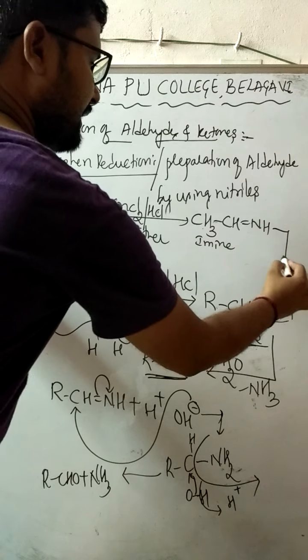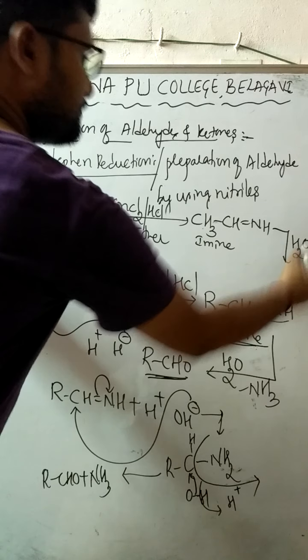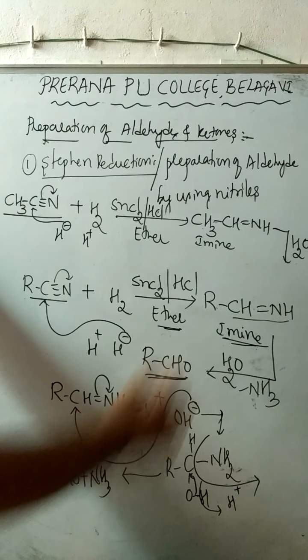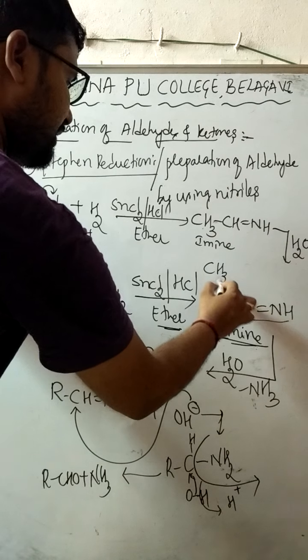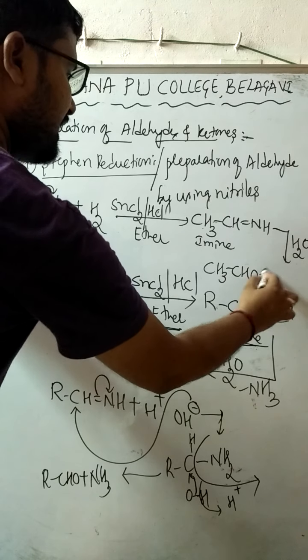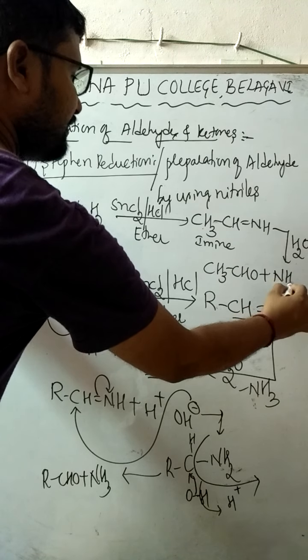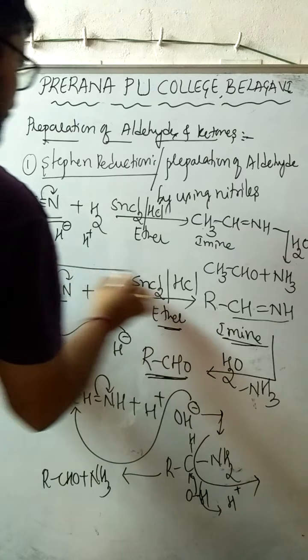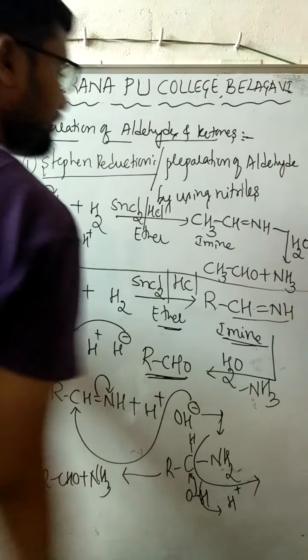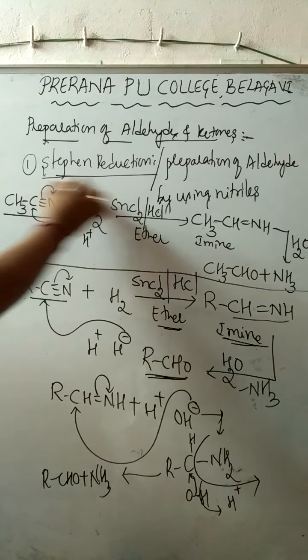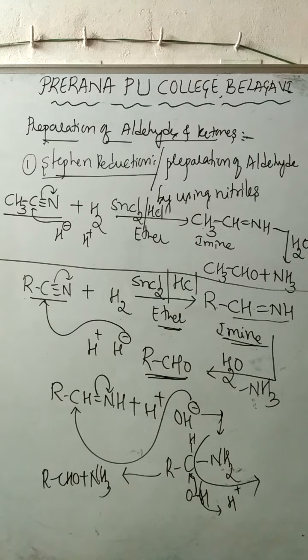So when this imine intermediate is subjected to hydrolysis, what are we going to get? We are going to get an aldehyde called acetaldehyde along with the formation of ammonia. So this is a particular example of a reduction called Stephen reduction.